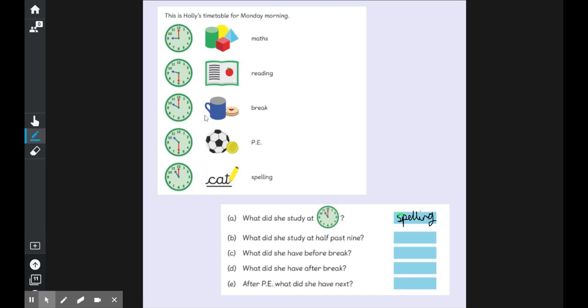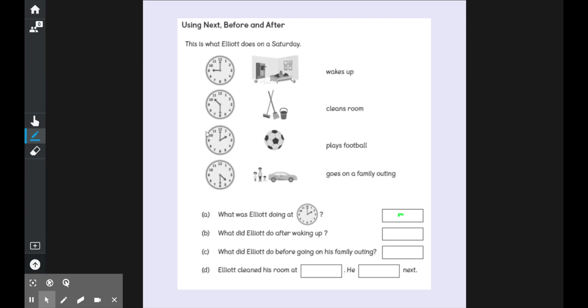What did she have after break? So that's what she did next. So if break is here, next, it will be this one. It must be the PE lesson. After PE, what did she have next? So again, that's going later. We've had PE. What did she do next? And it must be spelling. That's what happened last.